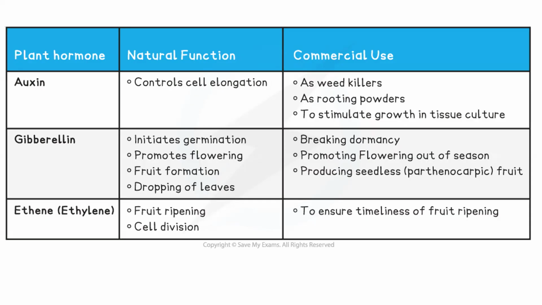Uses, weed killers. That's why they always say if you've got a hormone-based weed killer, you spray it onto large-leafed weeds, because it doesn't kill it by poisoning it. What an auxin, a hormone-based weed killer, will do is it causes cell elongation so much that the plant almost grows too much and kills itself. You can also use it as rooting powder, and if you're doing tissue culture.